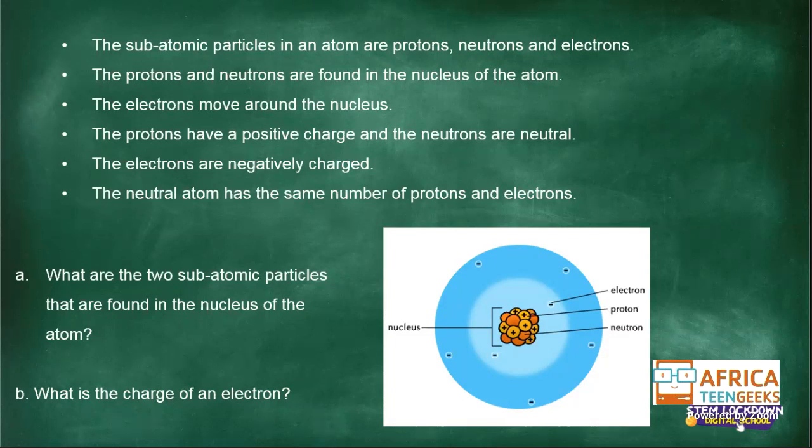It's called a neutron and a proton. Okay, very good. Even Erin as well, she said they are the protons and the neutrons. Well done to both of you.